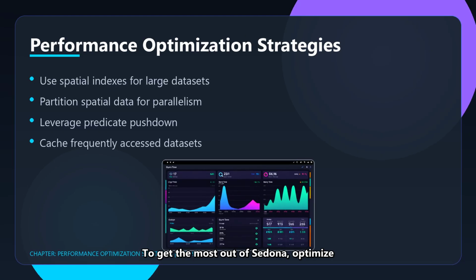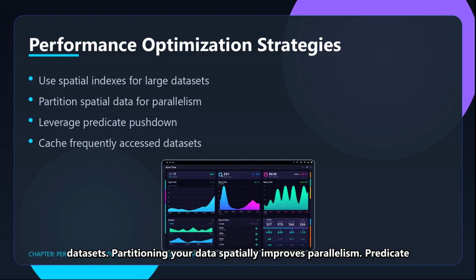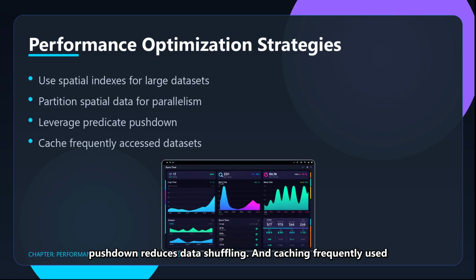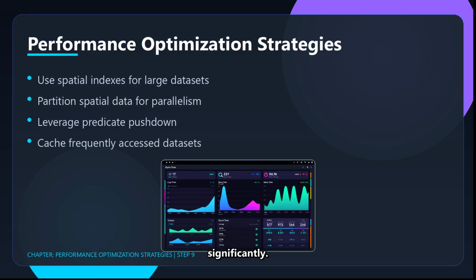To get the most out of Sedona, optimize your workflows. Spatial indexes are key for large data sets. Partitioning your data spatially improves parallelism. Predicate pushdown reduces data shuffling. And caching frequently used datasets in memory can speed up iterative queries significantly.